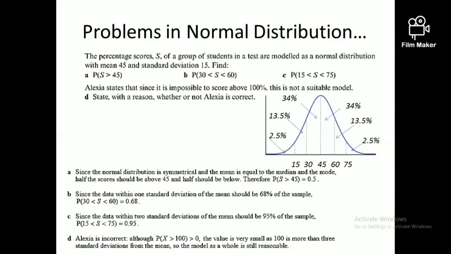So the next question: XLI states that since it's impossible to score above 100%, this is not a suitable model. State with reason whether or not XLI is correct. So you can say this is obviously incorrect. The reason is the probability that X is greater than 100 is obviously greater than 0. You can see there's a mild probability for more than 100 even, right? So this is a considerably very narrow figure. Therefore, you cannot say that it's impossible to score above 100. Obviously, there would be a proportion for more than 100.